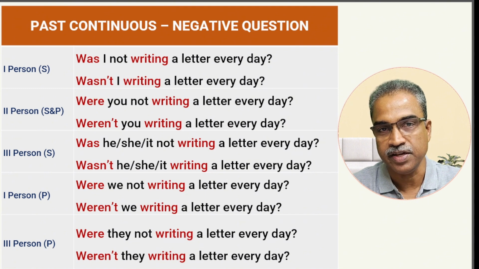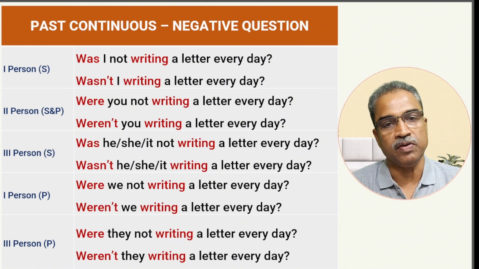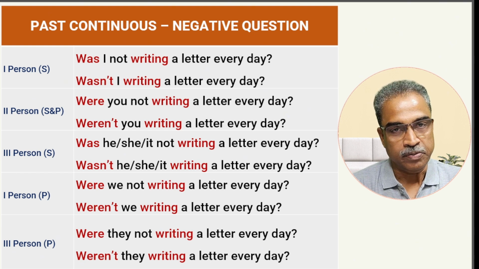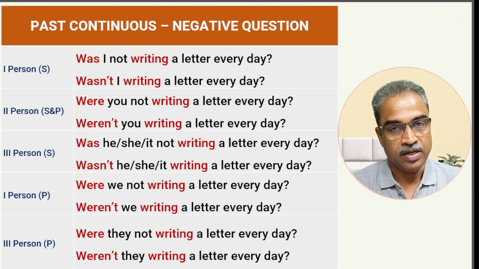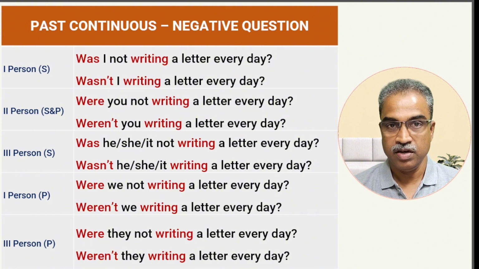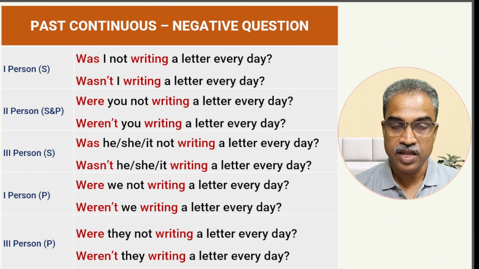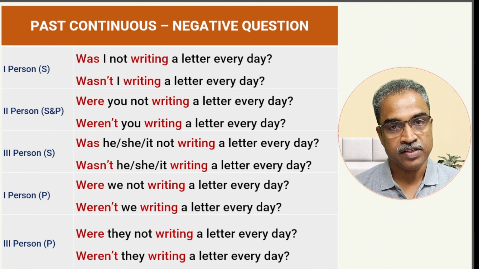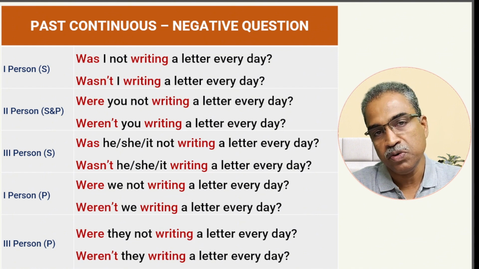Simple, easy. Next is third person singular. We have he, she, it. "He was not writing a letter." So, "Was he not writing a letter?" Or "Wasn't he writing a letter?" And she means "She was not writing." "Was she not writing?" Or "Wasn't she writing?" And "It was not writing." "Was it not writing?" Or else "Wasn't it writing?" So those are the third person singulars.